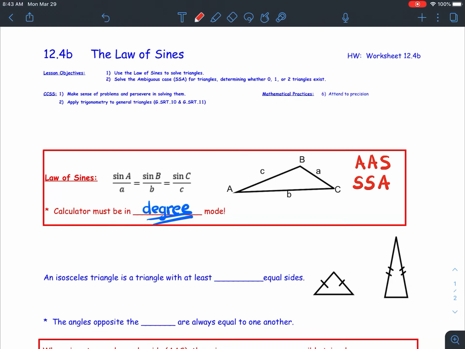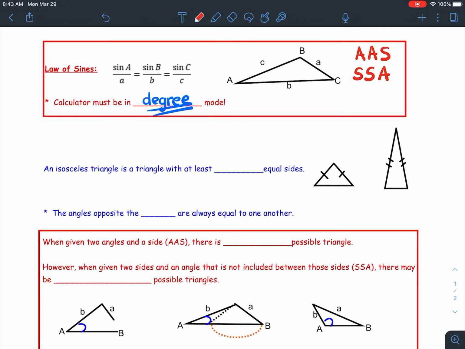Okay, this lesson can be a little bit tricky, so it's going to be important here today that you're taking really good notes. Law of sines can get a little confusing, particularly on problems when the information that you're given are two sides and an angle not included in between the two sides.